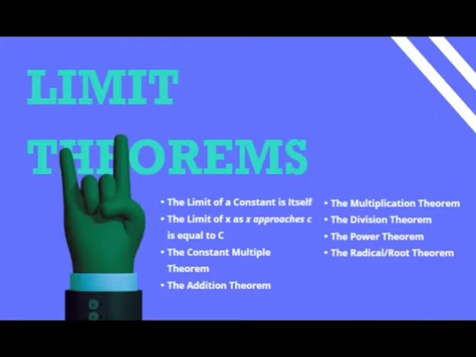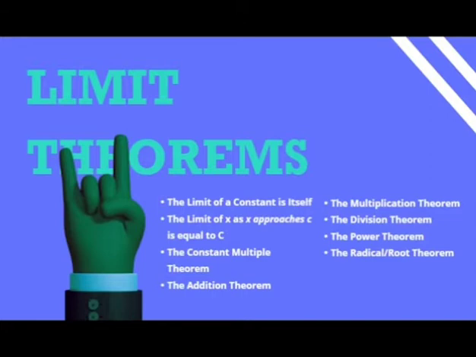Now, reviewing the limit theorems, or some consider it as limit laws, here are the 8 that were discussed. The limit of a function is itself. If the term beside the limit symbol is a number or a constant, then the limit is that same number. Next, the limit of x as x approaches c is equal to c. This is considered as the substitution law as well because x is just replaced by c.